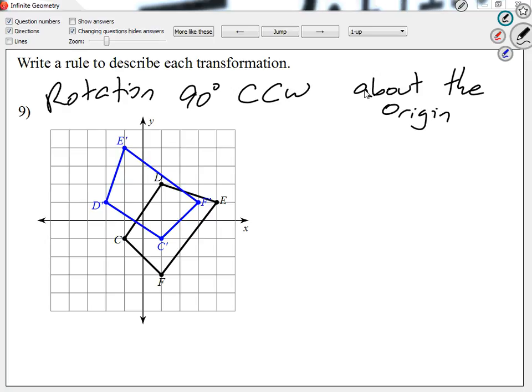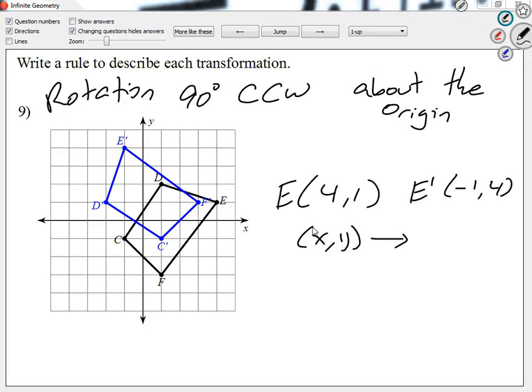It looks like it's moving 90 degrees against the clock. 90 degrees counterclockwise. If you can see it, then obviously just write the formula, the rule. If you cannot see it, follow a point. Like if I look at E, my coordinates right now are (4, 1). E prime is (-1, 4). So it looks like (x, y) becomes (-y, x), and then I know which rule it is.